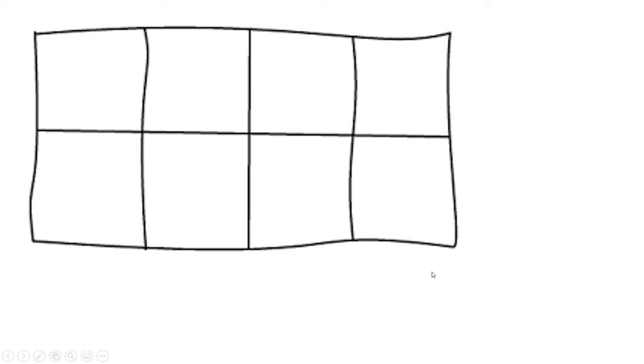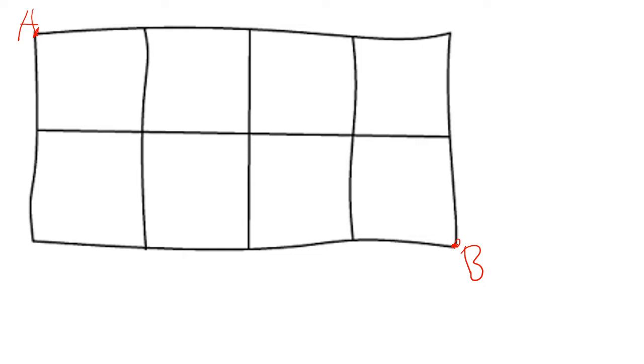So we have a 4x2 grid here, and what I'm going to start off by doing is we're just going to count the number of ways we can get from point A to point B, assuming this is point B and point A is right up here. And in this problem, we can only go down or right.